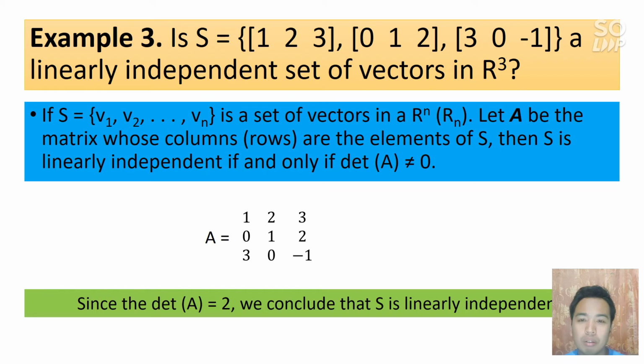So if we form the matrix from the set S of vectors, you will have a 3 by 3 matrix. Since the determinant of A is equal to 2, we conclude that S is linearly independent.